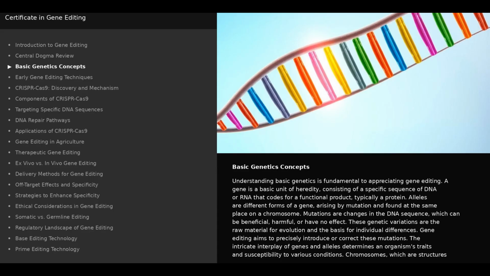These genetic variations are the raw material for evolution and the basis for individual differences. Gene editing aims to precisely introduce or correct these mutations. The intricate interplay of genes and alleles determines an organism's traits and susceptibility to various conditions. Chromosomes, which are structures made of DNA and protein, house these genes.